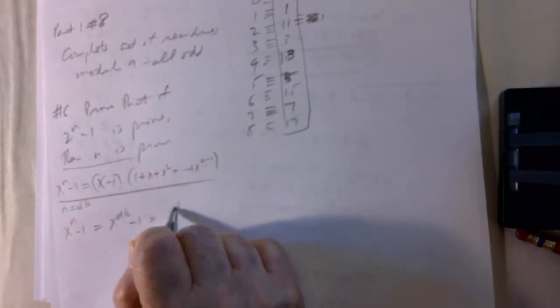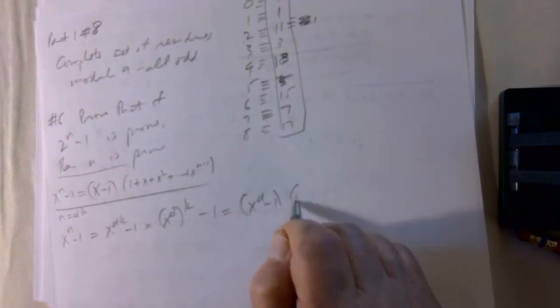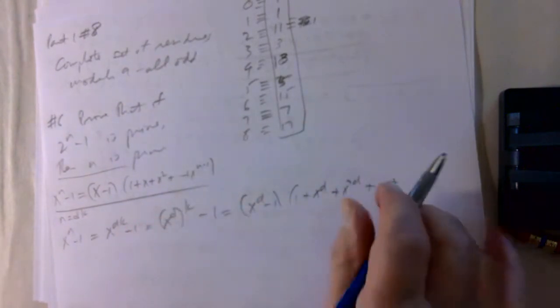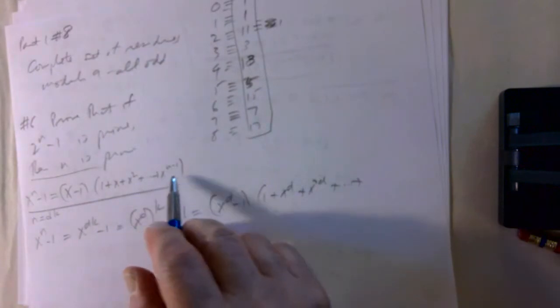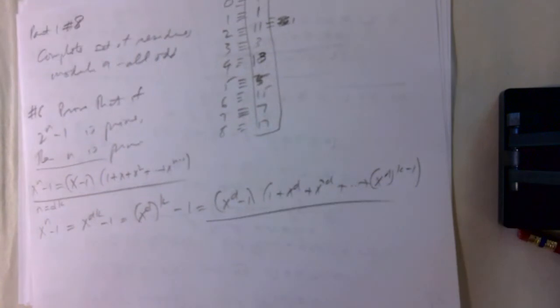And if you had, for example, n was like d times k, then x to the n minus 1, that's x to the d times k minus 1. That would be like x to the d raised to the kth power minus 1, right? Because n is dk. And then this would factor as x to the d minus 1 times 1 plus x to the d plus x to the 2d up to, just replacing x by x to the d and n by k minus 1. We have a factorization like this.